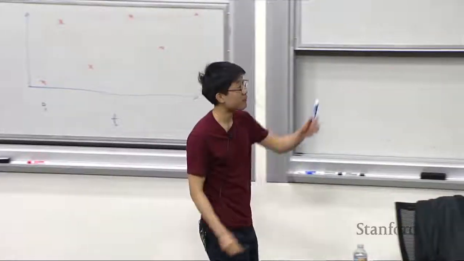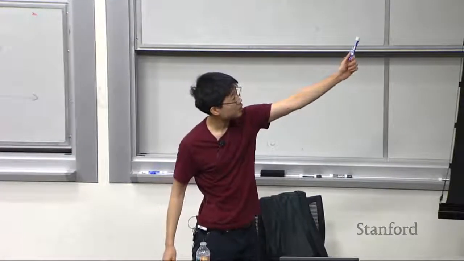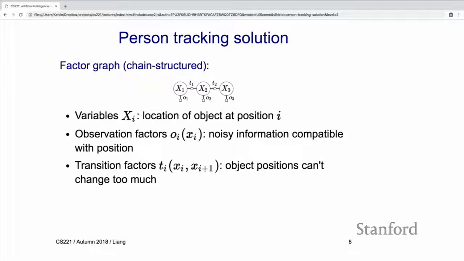And then the second set of factors are the ones that relate x1 to x2 and x2 to x3. Those factors will have a high score when x1 and x2 are close to each other, and a low score when x1 and x2 are far apart, to impose this sort of smoothness condition that a person shouldn't teleport very far from where they were at the previous time step. Okay, any questions about the setup of that factor graph?